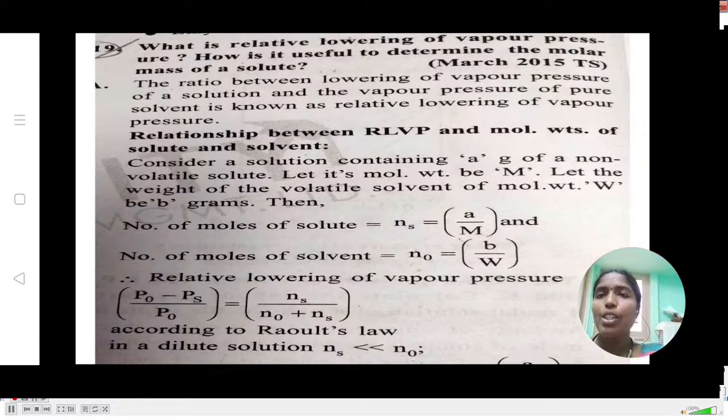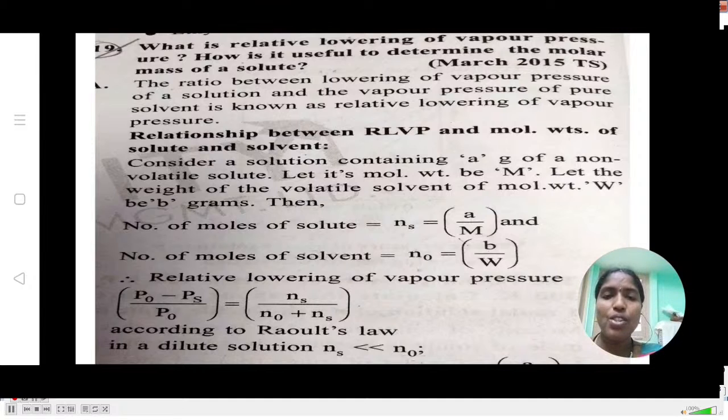What are the relative lowering of vapor pressure and how it is useful to determine the molar mass of the solute? Here there are two questions. One is what is the relative lowering of vapor pressure? And second, how it is useful to determine the molar mass of the solute. Okay, first question. So here two parts in this. First part is the relative lowering of vapor pressure.